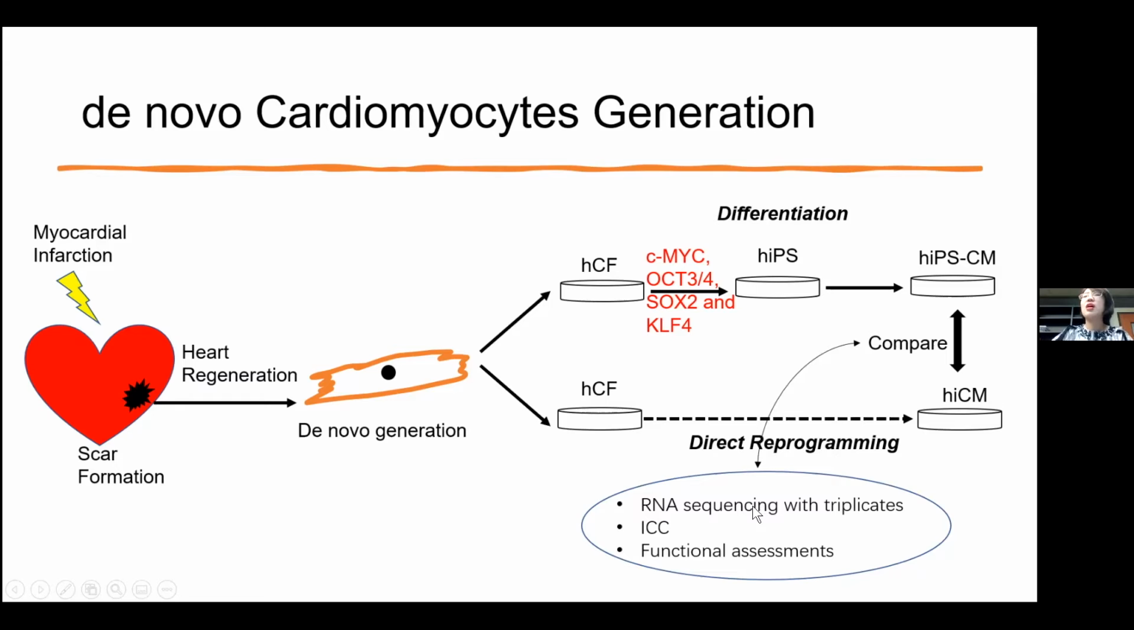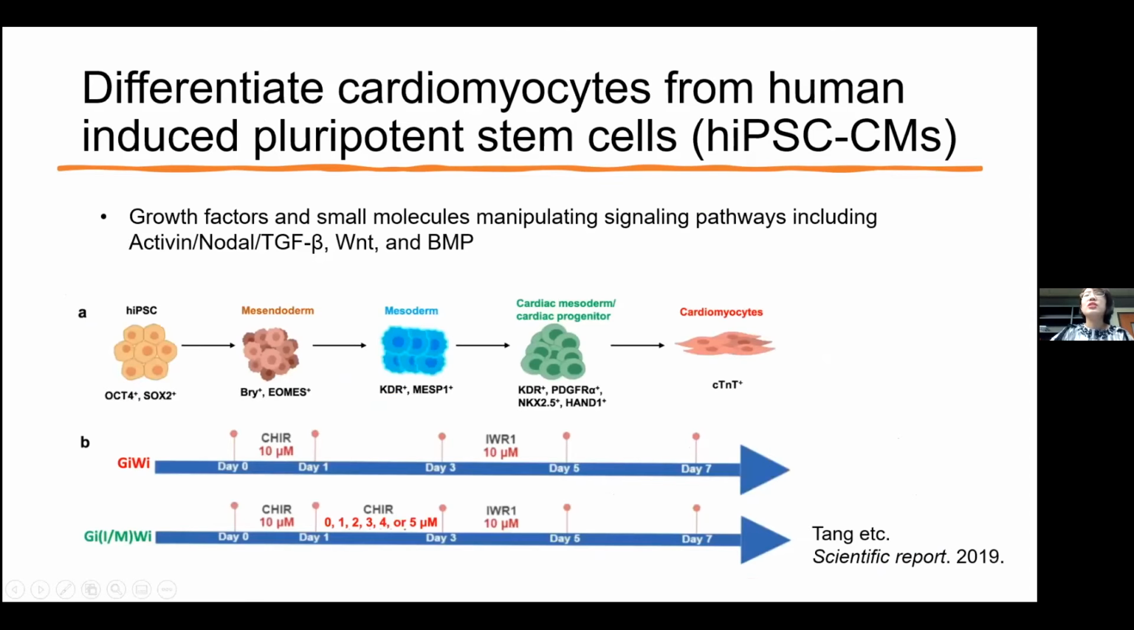So we will use RNA sequencing with triplicates and immunofluorescence stainings, and also future functional assessment to compare these two different cardiomyocytes. Differentiating cardiomyocytes from human-induced pluripotent stem cells has been popular for the past several years, and a lot of methods have been developed using growth factors or small molecules to manipulate signaling pathways, including Wnt, nodal, TGF-beta, and such.